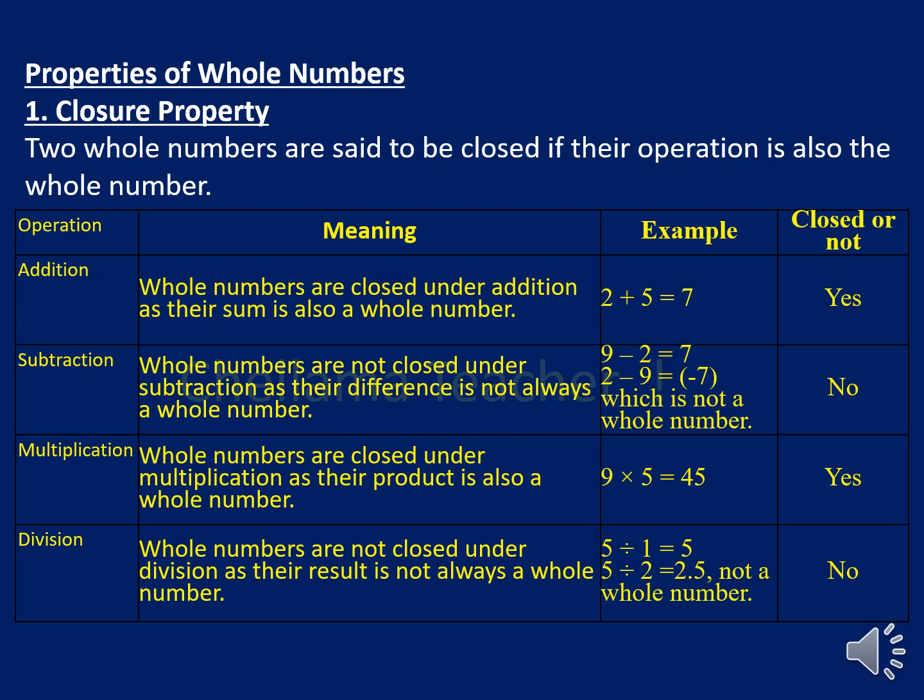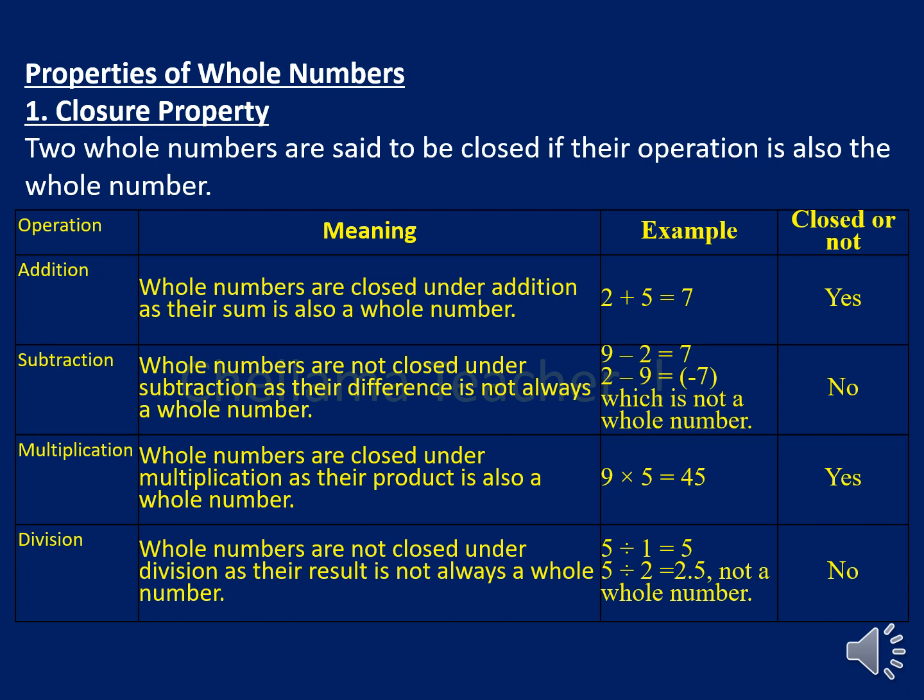First, addition. The meaning is the whole numbers are closed under addition as their sum is also a whole number. For example, 2 plus 5 is equal to 7. Yes, it is closed. These numbers are closed. So we can say the whole numbers are closed under addition.